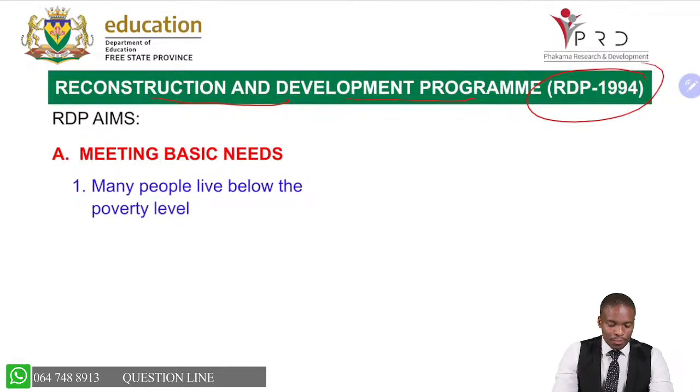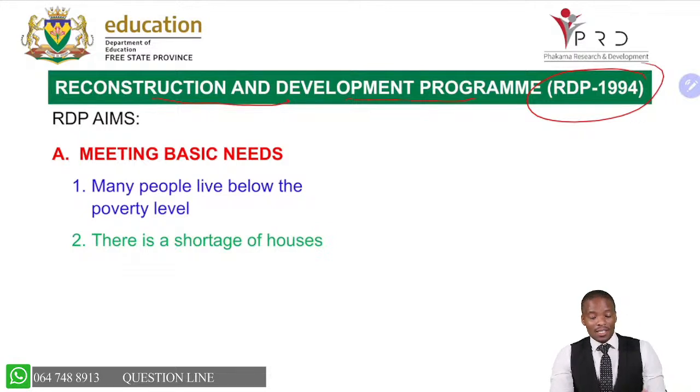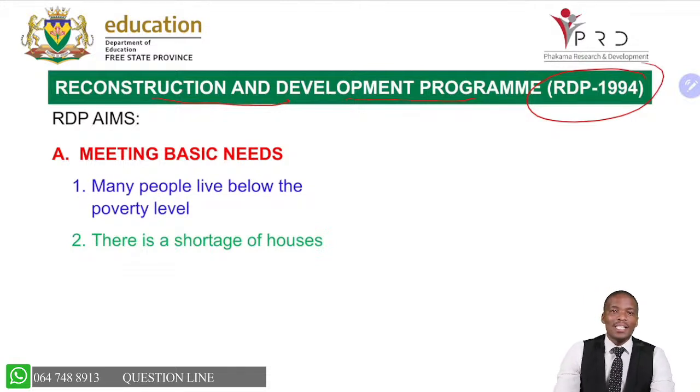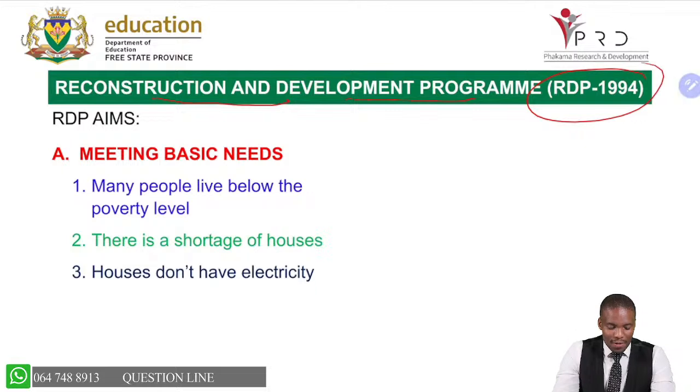or can have ways that they will be able to support or sustain themselves. Number two, even if now we are fighting the issue of poverty, there are still people that have a shortage of houses, hence the issue of reconstruction and development. Number three, if those houses were there, they did not have access to electricity.